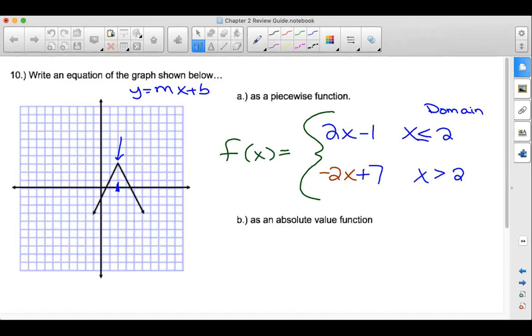So the left side is less than because that's the part that x is less than 2. It's a -2, a -3, a -4. Those are where my negative numbers are. The right side of the graph is bigger than 2. So that would be a piecewise function. Questions?